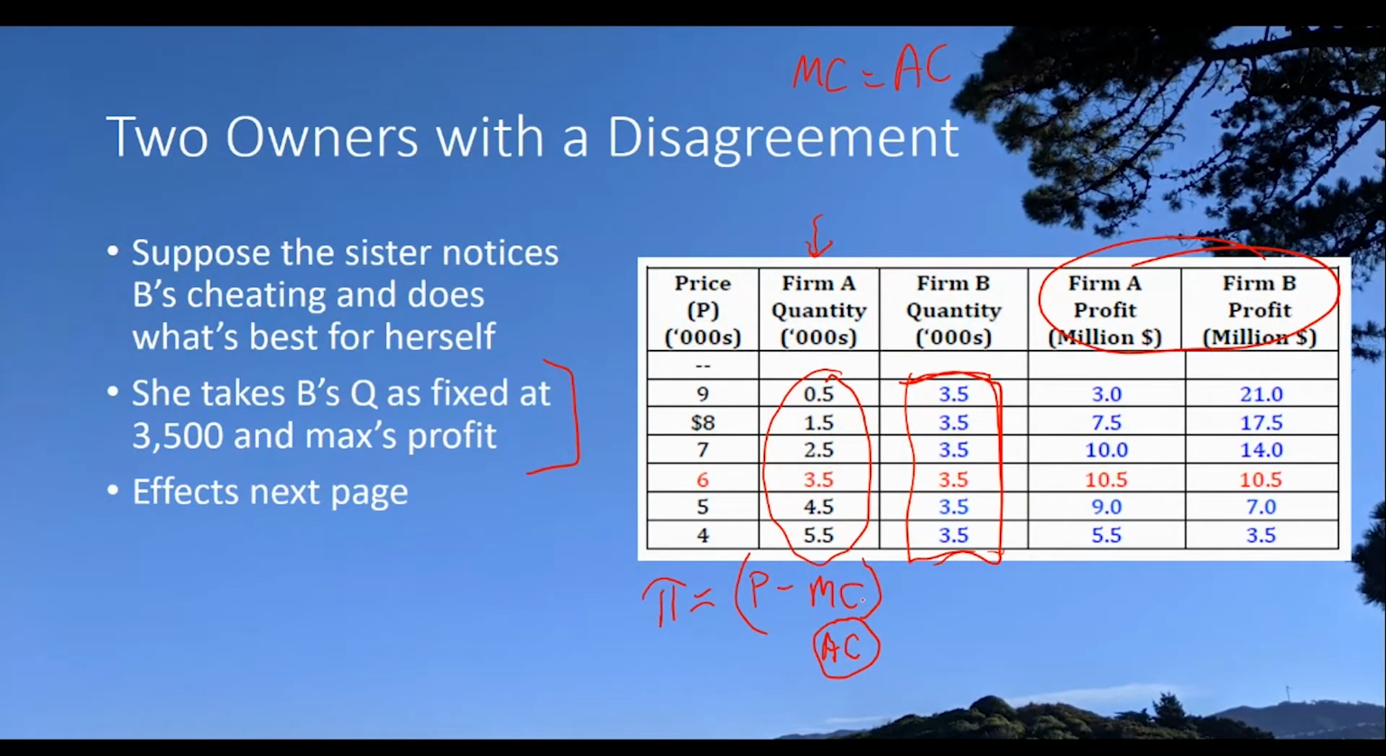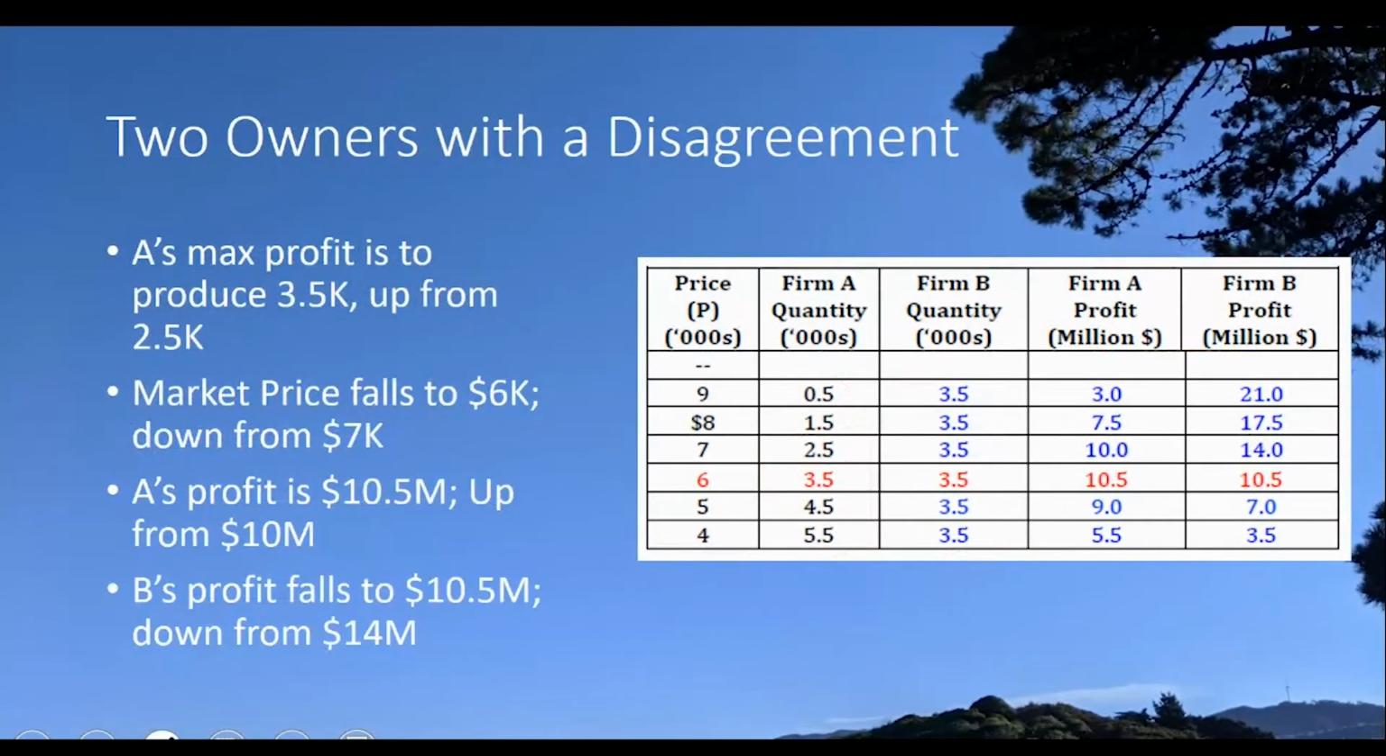Okay, but we take price minus marginal cost, and we know the marginal cost is 3, and we're going to multiply it by the individual quantities here in order to get the profits that are listed over here. Now, if we do that exercise, we're going to find the following. A's maximum profit under this set of assumptions is going to be to increase her production from 2.5 thousand diamonds up to 3.5 thousand diamonds. All right, so she's going to move from this point, which is where they were under just B acting non-cooperatively, to A now acting non-cooperatively as well, and she's going to find that it's best to increase her output from 2.5 up to 3.5.